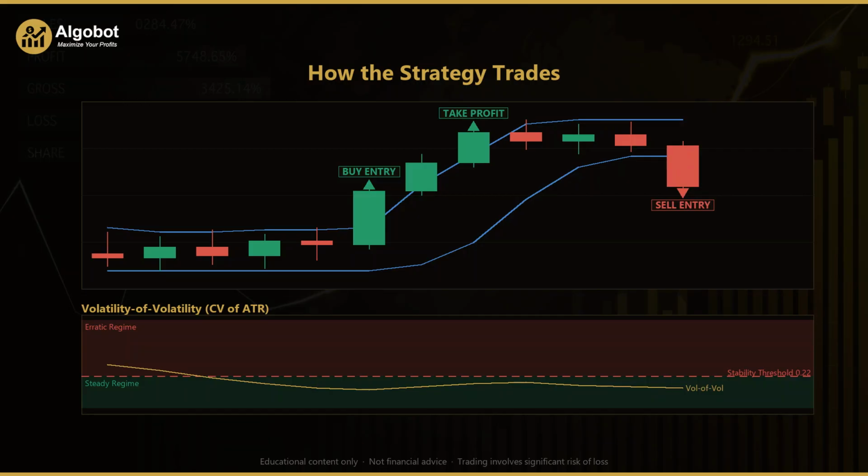A firm bar closes below the lower channel. Again, the expansion check passes, since the breakdown bar's true range meets the current ATR and the regime is still steady. The sell entry marker appears, and the strategy opens a short. This time the stop loss sits above the entry and the take profit sits below, both scaled by ATR in mirror image to the long.